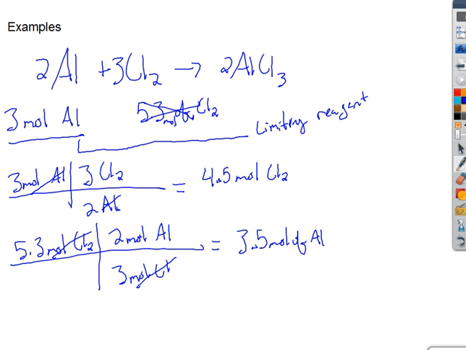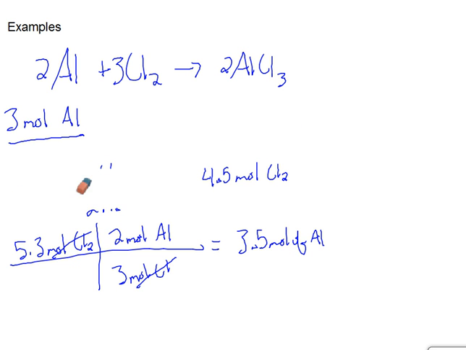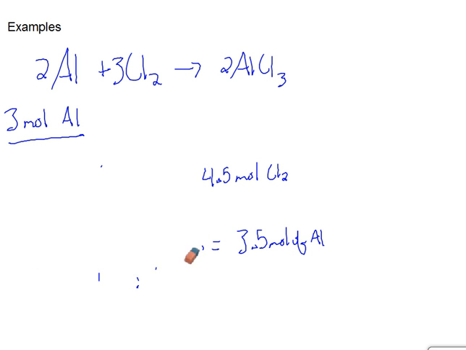So let's say this question goes on to state, how many moles of aluminum chloride will be produced when you react 3 moles of aluminum and 5.3 moles of chlorine? Well, again, we found that our limiting reagent is aluminum, so we can ignore the 5.3 moles of chlorine. Just erase this real quick. And we can go on with the steps like we would have previously.